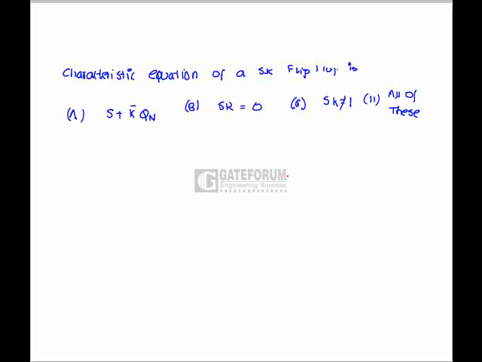The question is the characteristic equation of an SR flip-flop. The characteristic equation is nothing but an equation for the next state in terms of the present state as well as the present input conditions. So for an SR flip-flop, the table has S, R, Qn, Qn plus 1, with the combinations 0 0 0, 0 0 1, 0 1 0, 0 1 1, 1 0 0, 1 0 1, 1 1 0, 1 1 1.